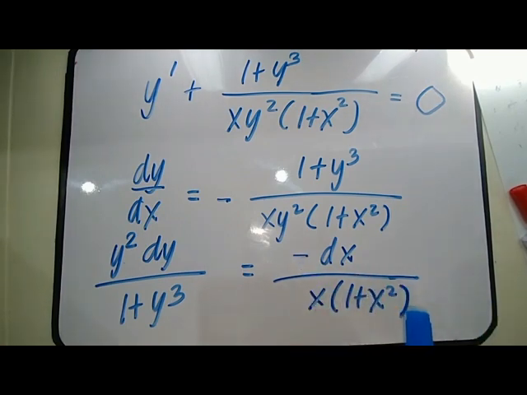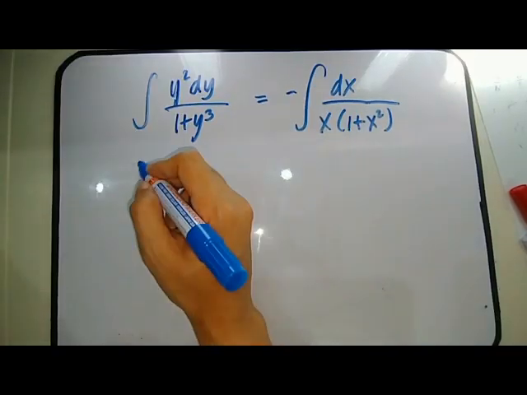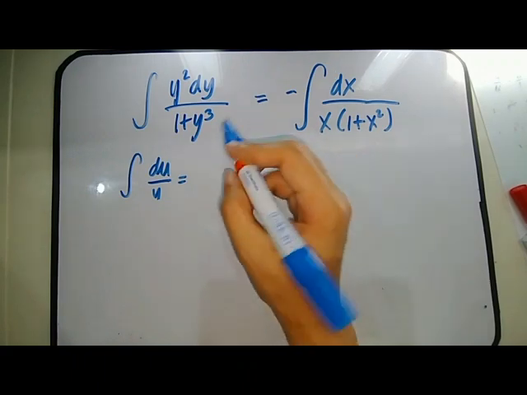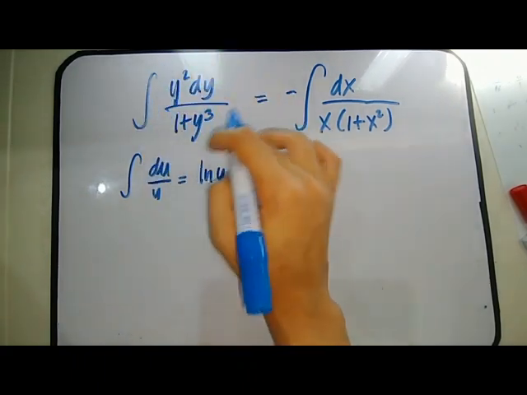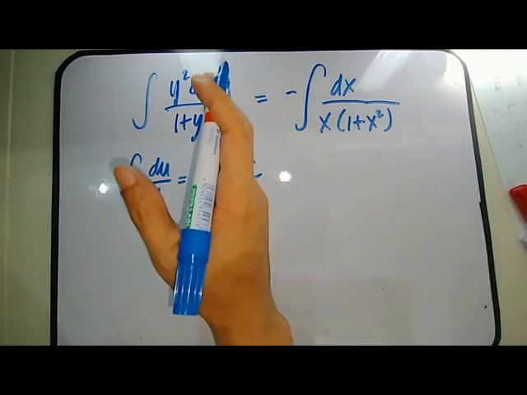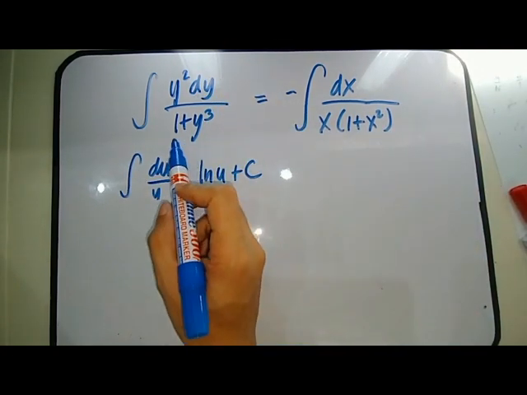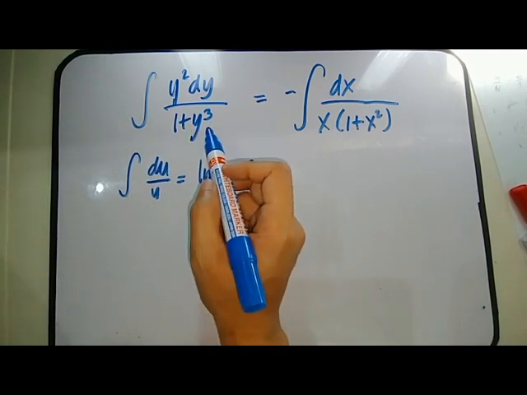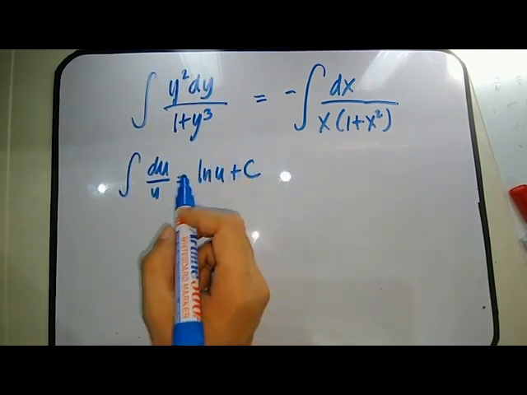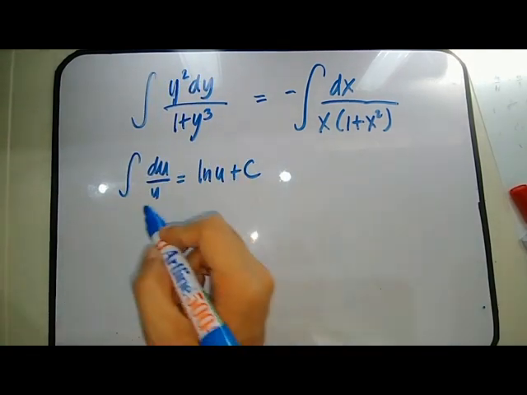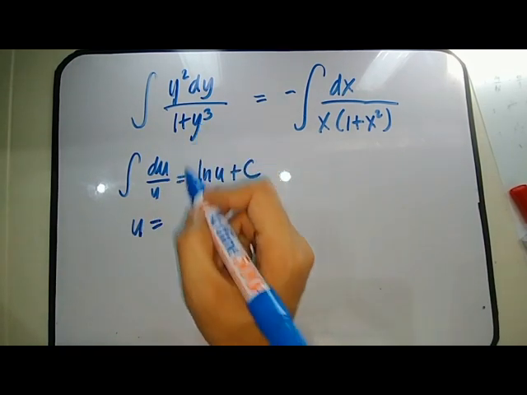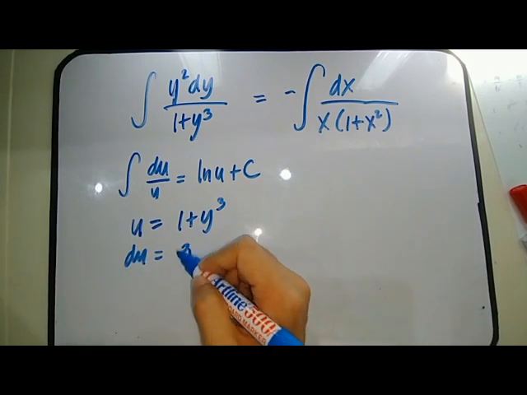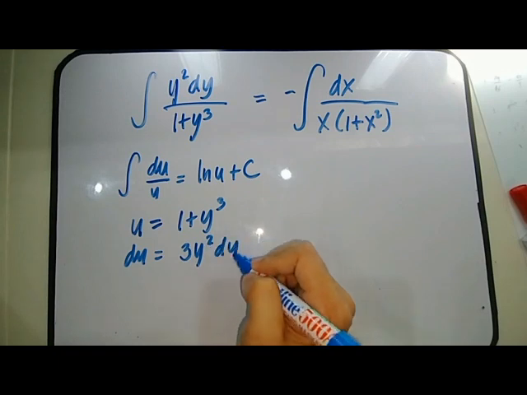Then we can integrate both sides. So if you recall, the integral of du over u equals ln u plus c. So in this case, dito muna tayo mag-focus sa isa. By inspection, if your u is your denominator, 1 plus y cubed, therefore the differential of u will involve y squared. In this case, meron tayong y squared sa taas. Therefore, this is an applicable formula. Let u equal 1 plus y cubed. So differential of u equals 3y squared dy.